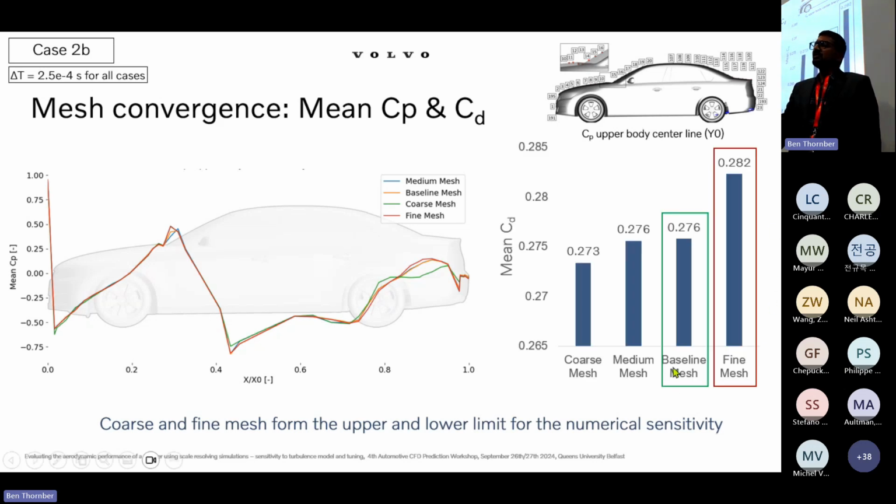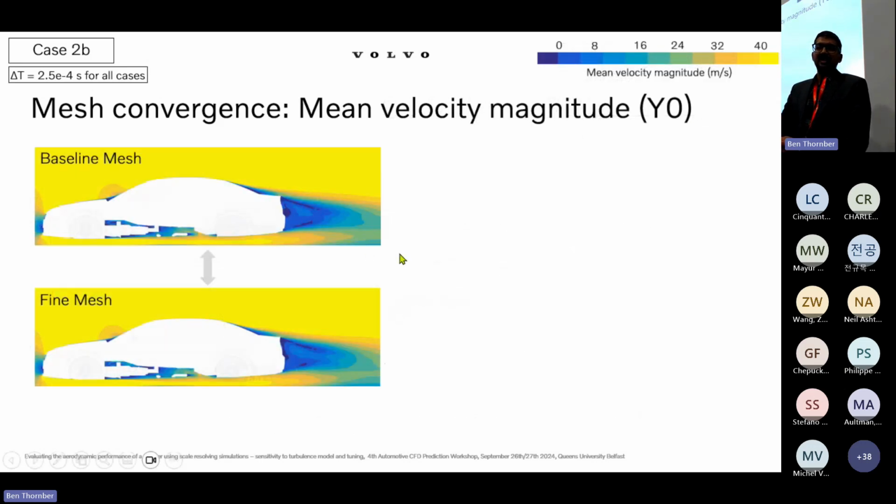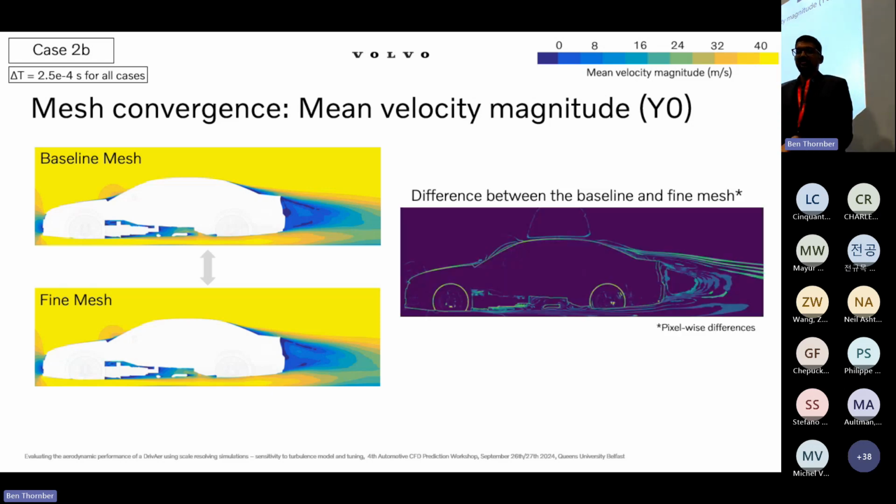And we wanted to investigate a bit more into why exactly we saw the difference between the baseline and the fine mesh. When we dug in, we did some very simple image processing. We just take the two images that you see here, the velocity magnitude at Y0, and take a pixel-to-pixel difference. Then you can clearly see where exactly we have the major differences.